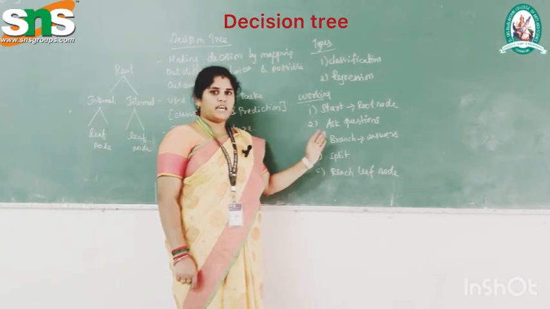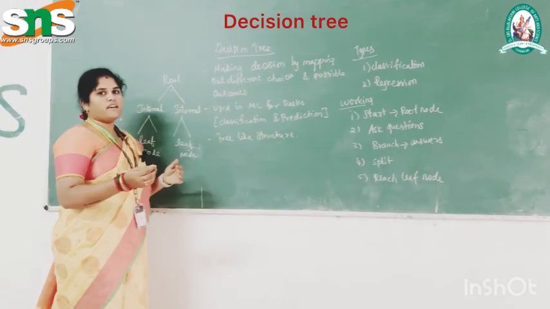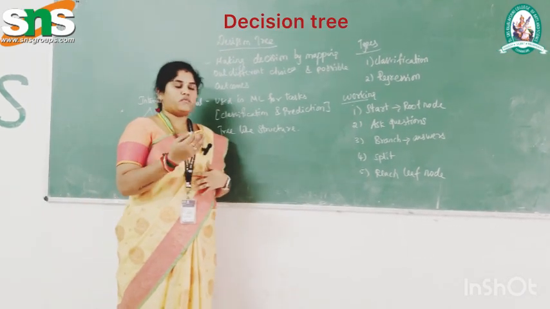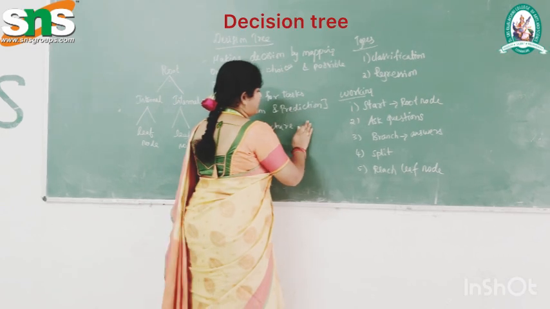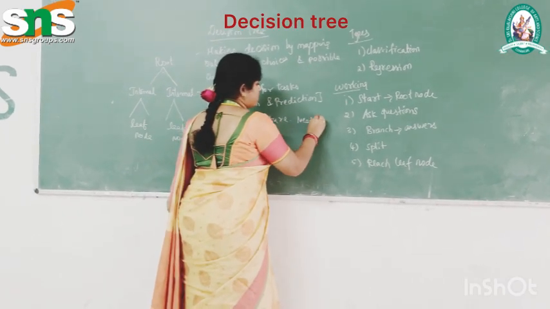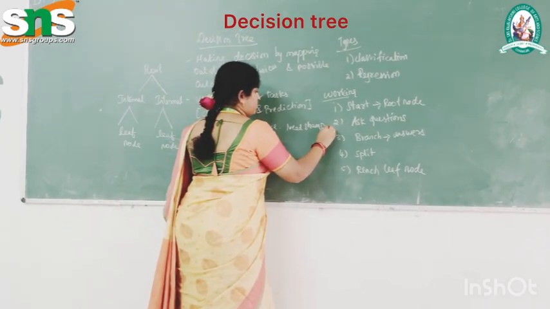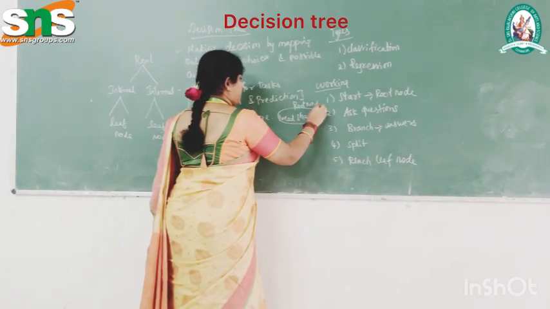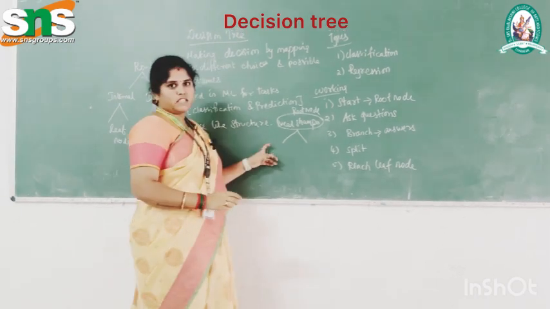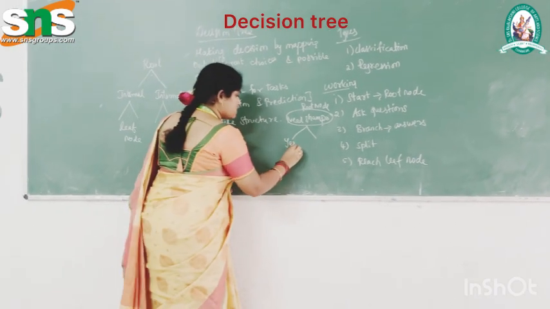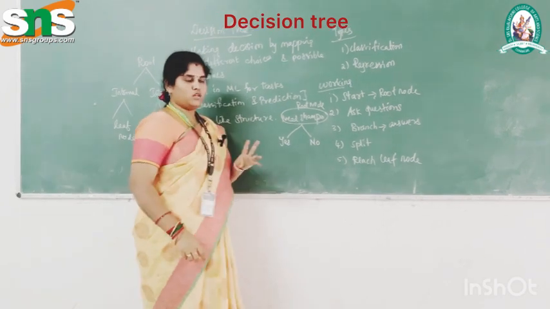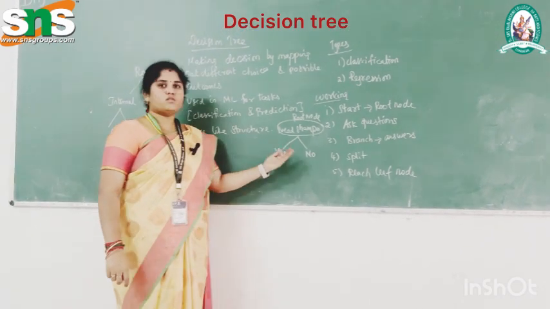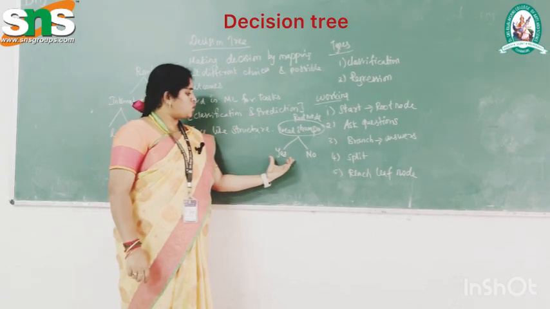So, let us discuss with an example. The example is, I am in need of a shampoo. I want to purchase the shampoo from the shop. So, I am asking the question: need shampoo? This is the root node. Based on the question, I receive the answer yes or no. There are two options, yes and no. From that, I may choose the option yes.